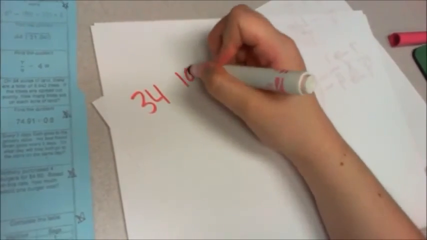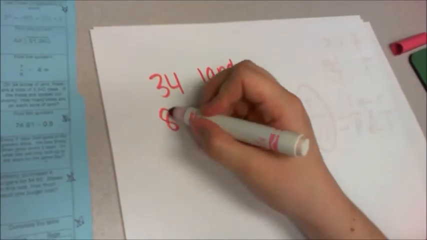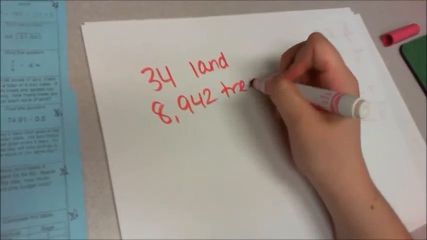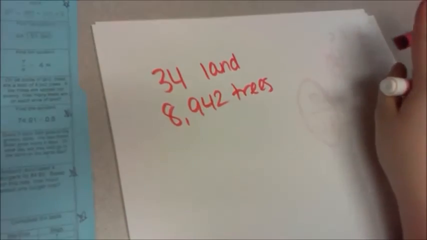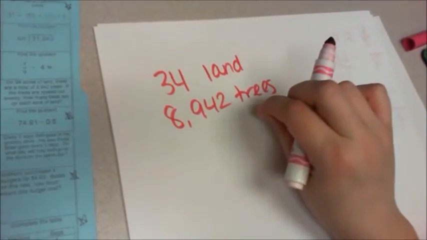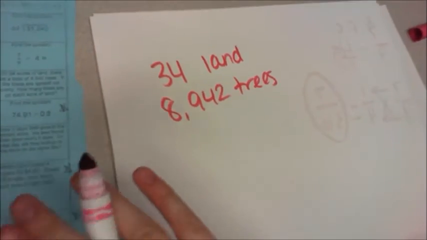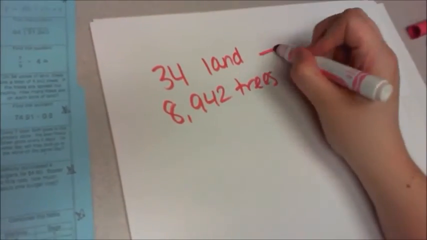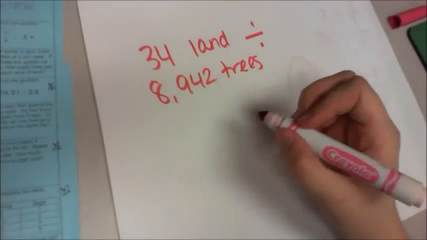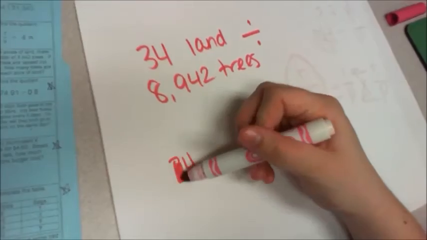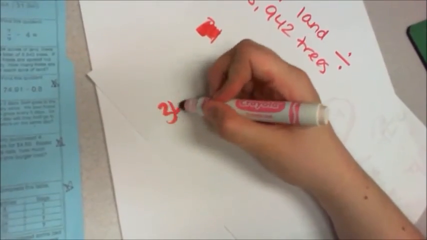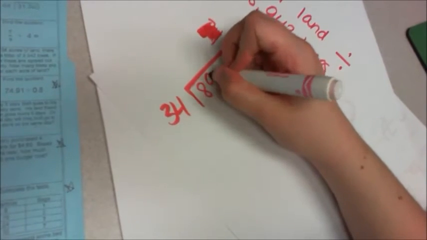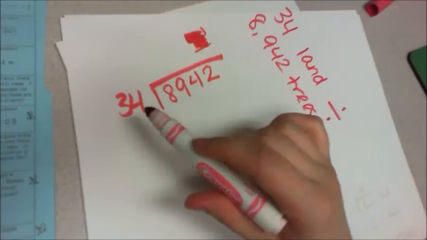Alright, next one. On 34 acres of land, I'm just going to put 34 land, there are 8,942 trees. If the trees are spread out evenly, how many trees per acre? Well, if we're spreading something out evenly, it means we're putting it into equal groups. We know when we're putting something into equal groups, that means we're dividing. So let's go ahead and divide. We have 34. Actually, I'm going to write it this way, because we are going to long divide again. 8, 9, 4, 2. So let's start guessing and checking some numbers.